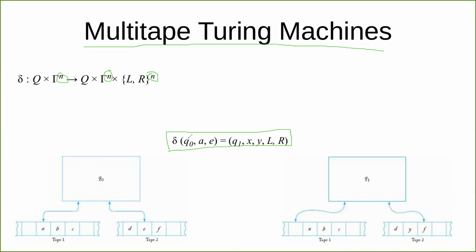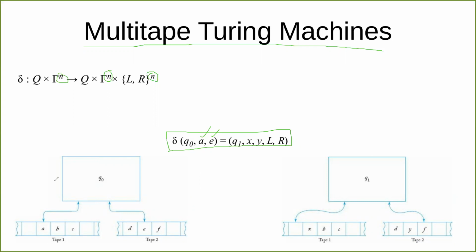You are in a particular state, and on the first tape there is a symbol A. On the second tape, there is a symbol E. Well, in that case, you would have to take some action, and that action is to switch the state from Q0 to Q1, and write X on the first tape, write Y on the second tape, and after writing X and Y, the first tape head moves left, and the head of the second tape moves right. So here is the example.